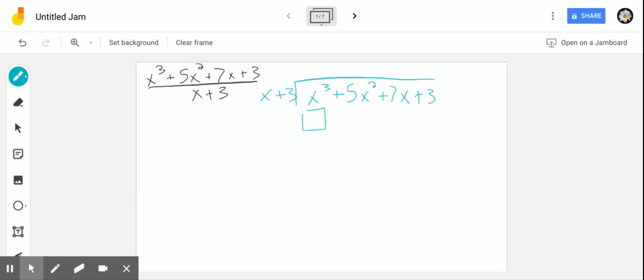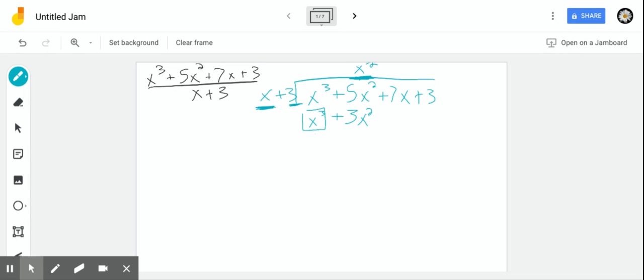So what you're thinking in your head is, what do I need to put up on top so that when I multiply it by x, I get an x cubed to put in that box? What times x gives you x cubed? The answer, of course, is x squared. So now we're going to multiply. x squared times x is x cubed. And x squared times 3 is 3x squared. So positive 3x squared.